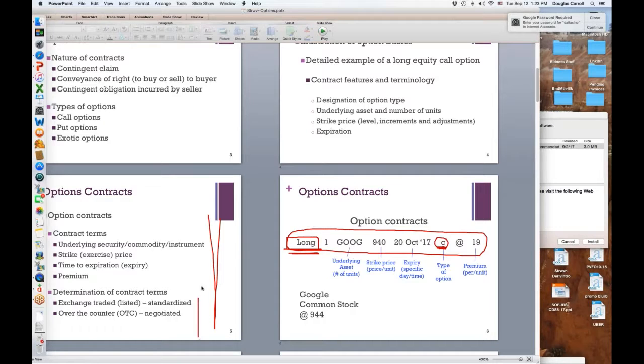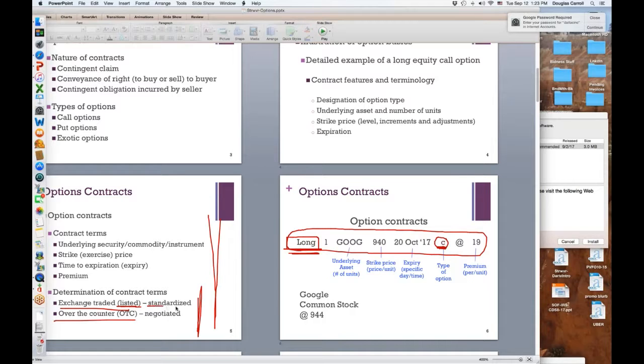Now, beyond the type of option and what position one has, the contract will have various features. Note that the previous slide, at the bottom, makes the distinction between exchange traded and over-the-counter. Both types of options will have similar terms. The difference is in who establishes those terms. Anytime you see the word listed, that's code for listed for trading on an exchange. So when some derivative or security is described as listed, it means exchange traded.